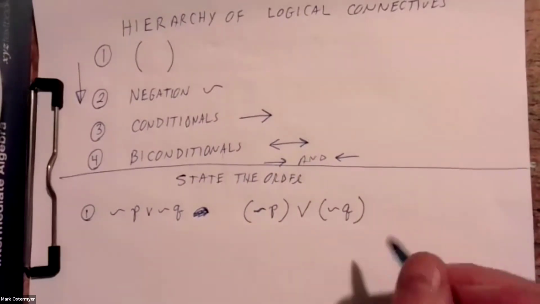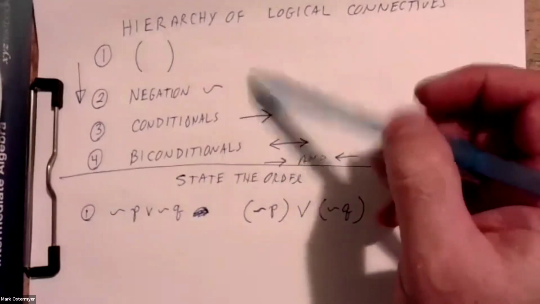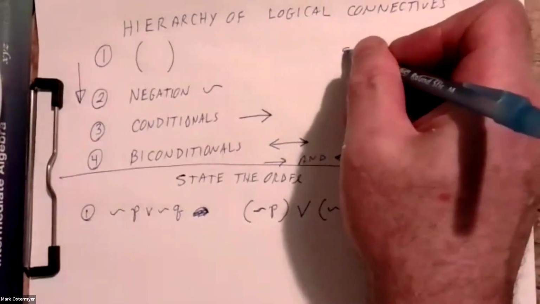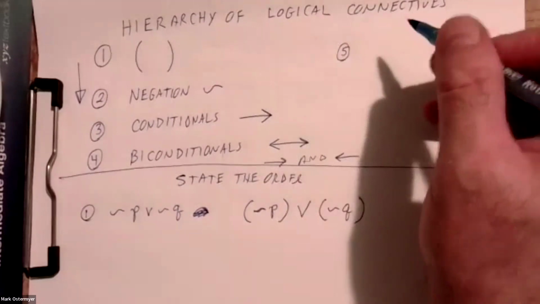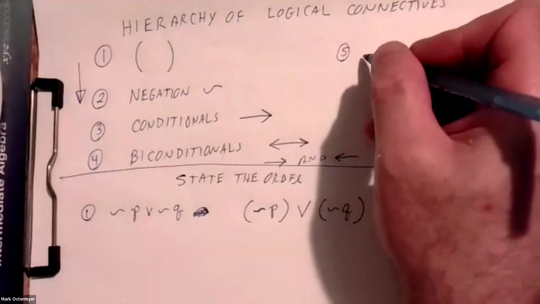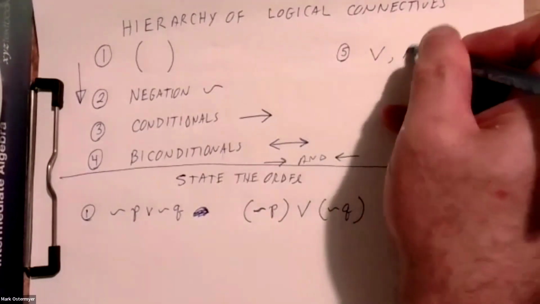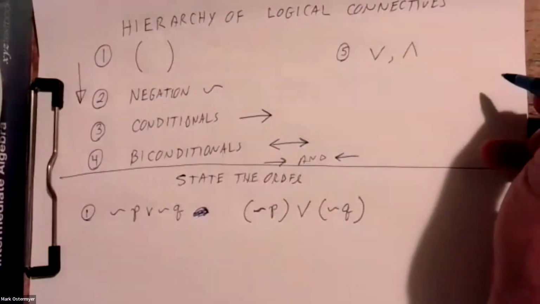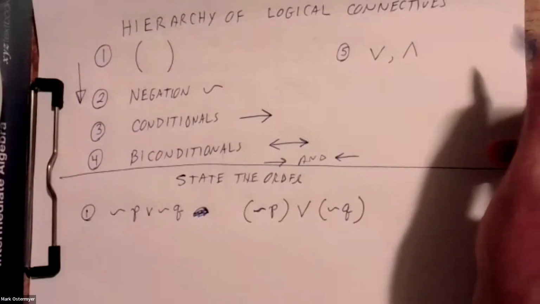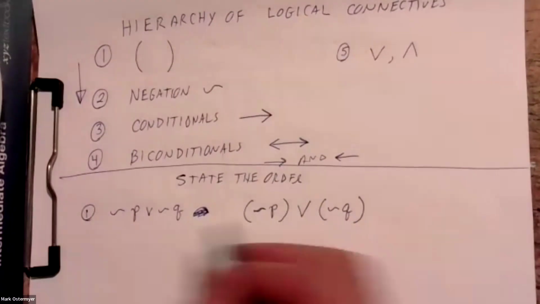You're probably wondering, where do the ors come in? Well, if there was a fifth precedence, and they're not stating it in our textbook, my thinking would be we would probably tackle the ors and the ands last, after all of this. All right, we're done with that one.